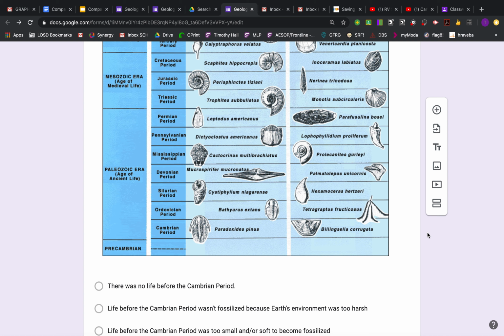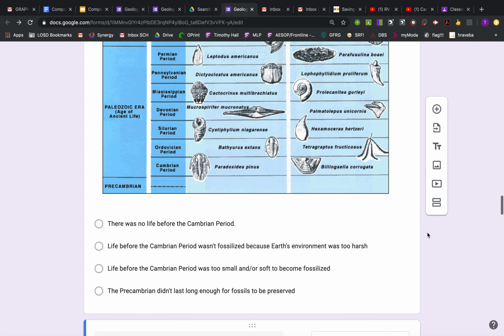There's not an abundance of fossils from back then, but there definitely are. It's not as if there's a massive absence from the Precambrian. So it was more that the life was too small and squishy. So I believe that was covered in that slideshow. And so that's the best answer. Precambrian didn't last long enough? Yeah, that's a joke question because it was a super long period of time.